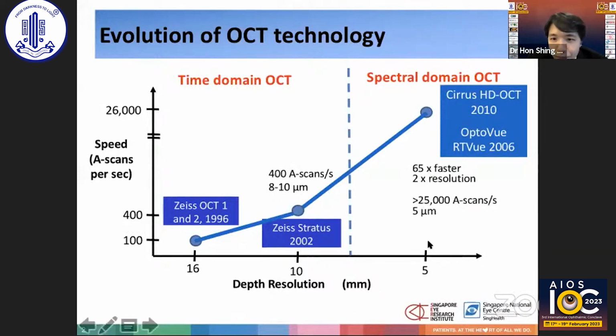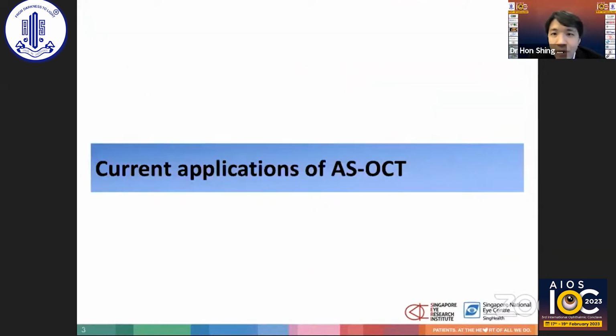And this can achieve axial scanning speeds of over 25,000 A scans per second with an axial resolution of approximately 5 microns in the eye. And this is 65 times faster and approximately twice the resolution compared to the earlier time domain OCTs. So examples of these for anterior segments are the OptoView or RTView and the Cirrus HD OCT platforms.